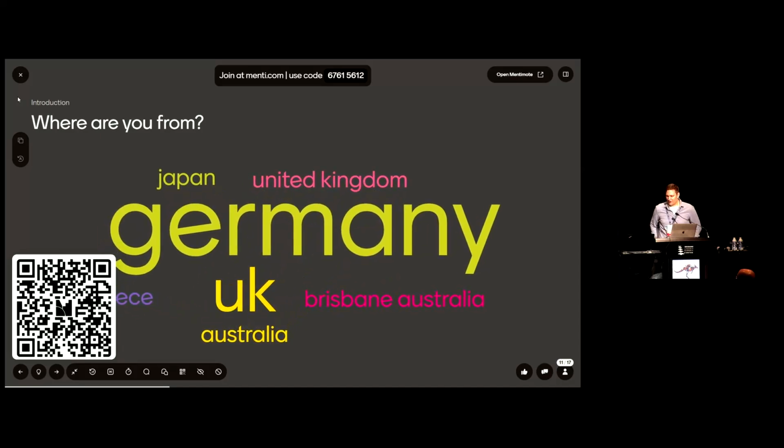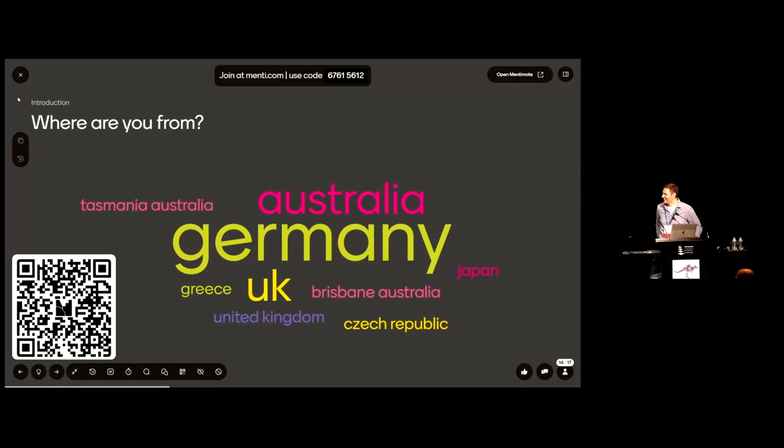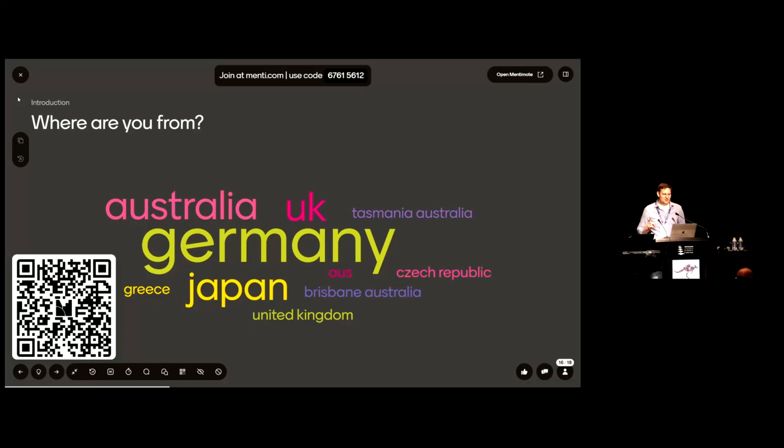So I'm going to leave this open for a few more seconds. So a lot of Germans. Good to see that people have taken the time to travel all the way over here. So we have someone from Japan, Tasmania, Australia, and Australia. I'm guessing that's a region, not being really familiar with Australia. It's a state, fantastic. And we have Czech Republic, United Kingdom, Greece. All right, fantastic.